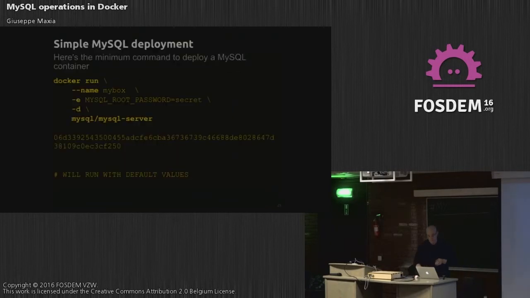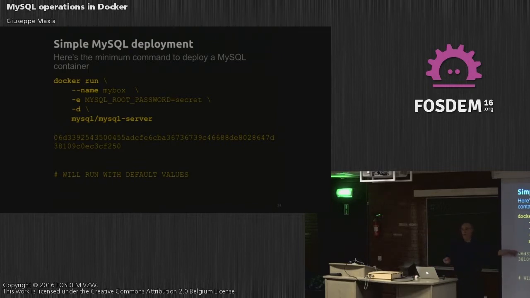So let's see a few examples. First, a simple MySQL deployment. This is how it looks. You do a docker run, --name, and then you give a name that you will later use from Docker. This is what I mentioned before: MYSQL_ROOT_PASSWORD equals secret. You need to pass one password this way. Then -d means this is a daemon. I want it to continue working after this command. And this is the name of the image that will be used.